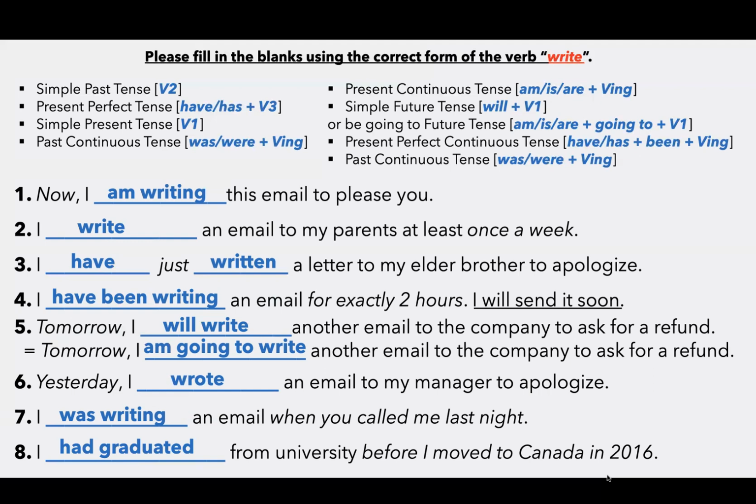So the before part always refers to the second action completed in the past. But the main verb of the main clause in the main sentence implies the first completed action in the past. So first, I graduated from university, maybe in 2015, maybe in 2014, maybe in 2013. And then I moved to Canada in 2016. Again, they are both completed. They are both in the past. But which part was completed before? First, the beginning of the sentence, had graduated.